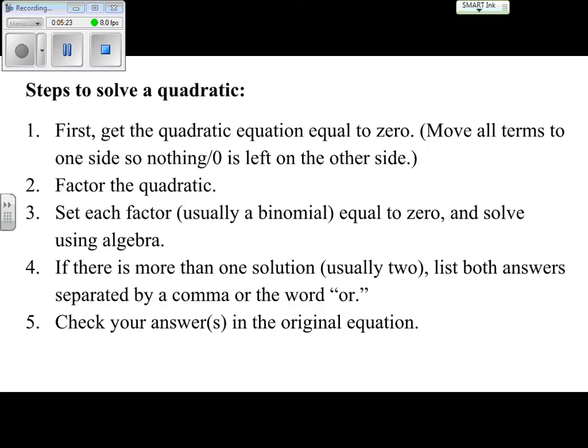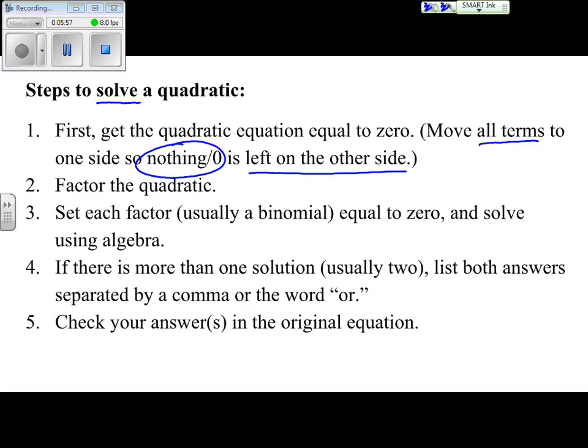These are the steps we're going to use to solve a quadratic. Now, these are not the same as the steps we use to factor a quadratic. This is solving, meaning finding values for our variables. So first thing we want to do is get the quadratic equation equal to 0. Sometimes they'll already be equal to 0, but if not, you're moving all the terms, anything with an x, anything with a constant, over to the other side, combining any like terms if that hasn't already happened, and then you're going to have nothing, or a 0 essentially, left on the other side. I usually move all my stuff to the left side of the equal sign, so my 0 is on the right, but you could do it in either direction.